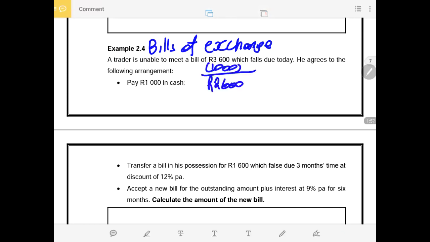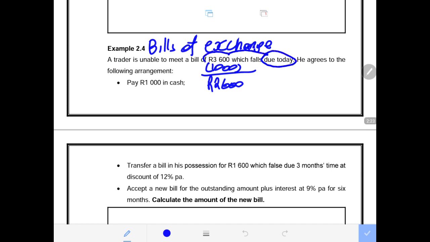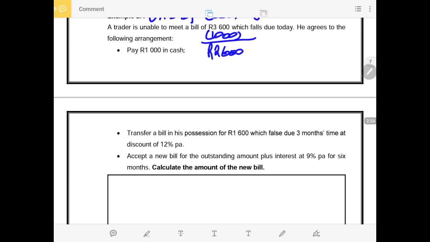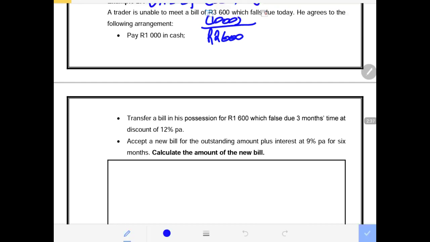In other words, this gentleman promised to pay somebody through a promissory note called a bill of exchange, to say, I'm going to pay you 3.6 for the inventory maybe that I've taken on credit. So this is a promise to pay 3.6 after a certain period. But this period has arrived and this period is today, and this person does not have the 3.6, but he only has 1,000 cash available, which still makes him owe 2,600. So now how is he planning to settle the difference? That is the question.